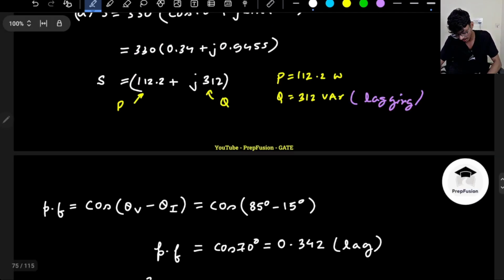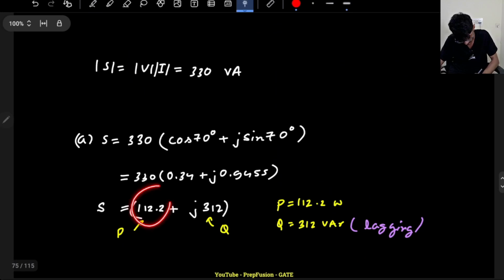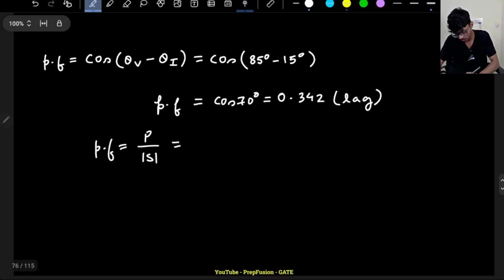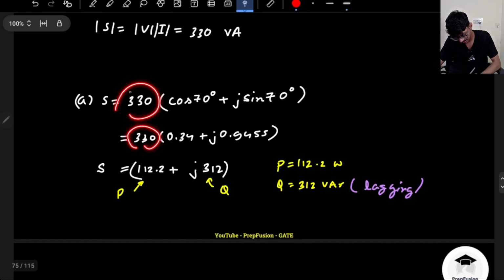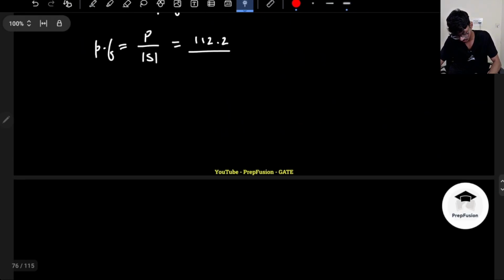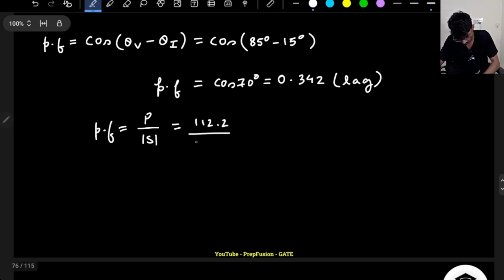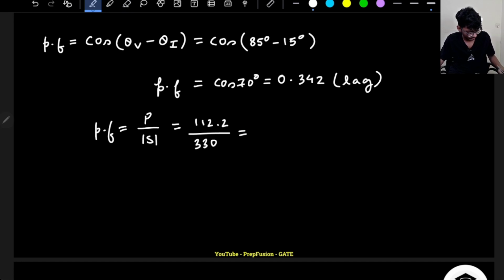So what is the power? Active power. Active power is written over here, right? 112.2 watts divided by the apparent power. Apparent power is basically 330, right? That is the magnitude. So this will be 330. Okay, so 112.2 divided by 330.